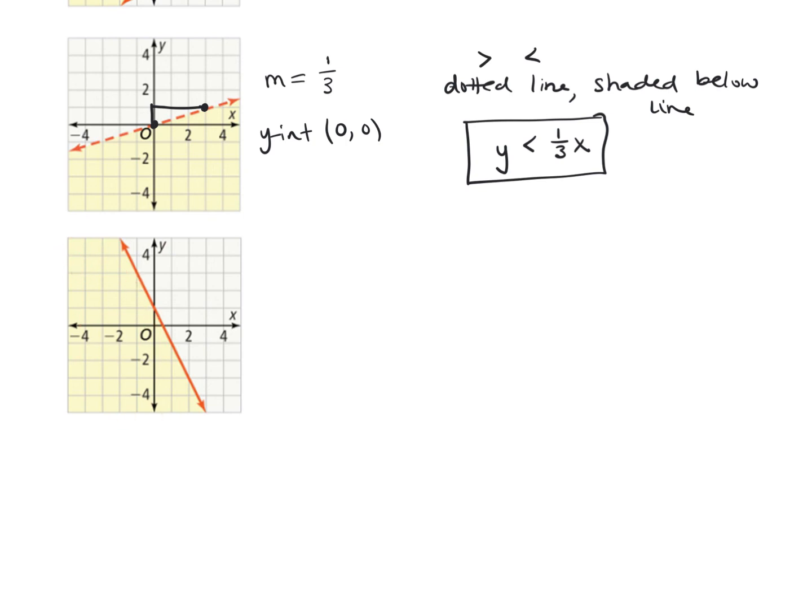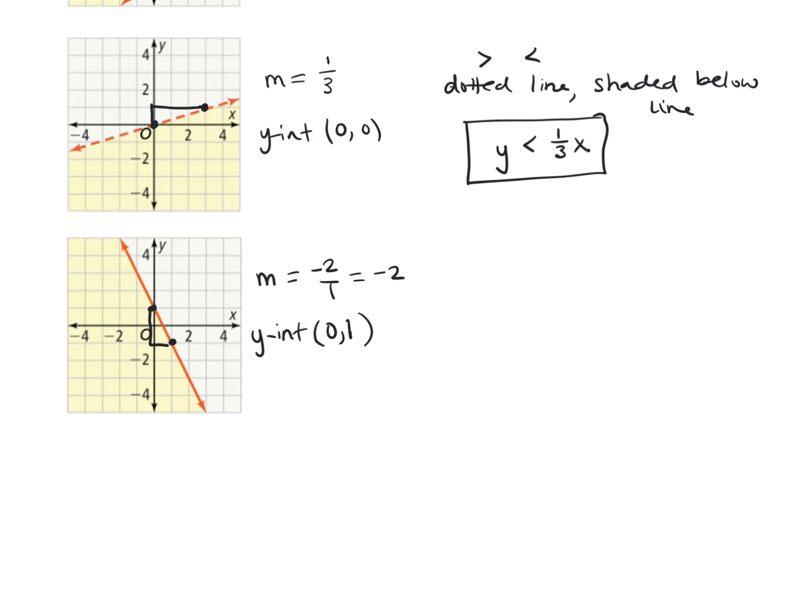Okay, but let's find our slope and our y-intercept. For the slope, we're going to find 2 exact points. Count the rise, we're going down 2 and to the right 1. So down 2 to the right 1 is -2 over 1, or -2. The y-intercept, we're crossing the y-axis right there at +1. So (0, 1).